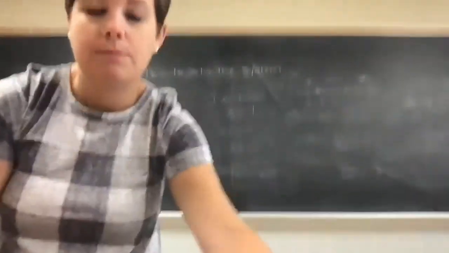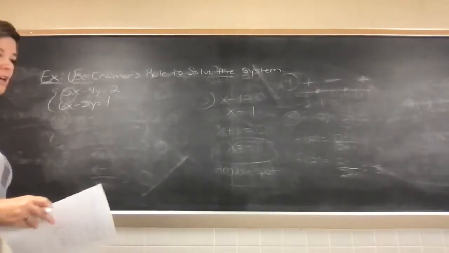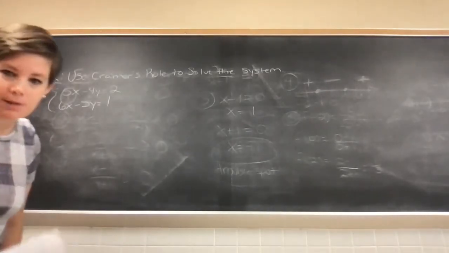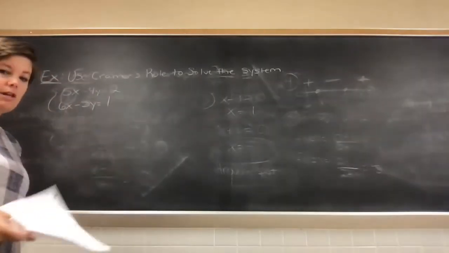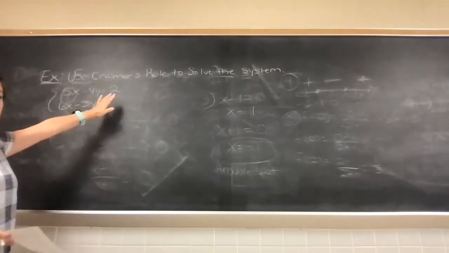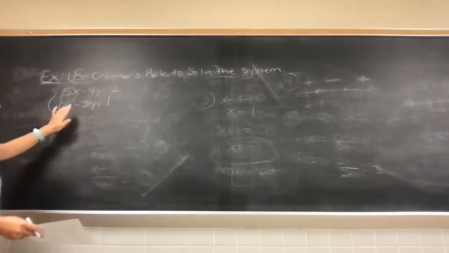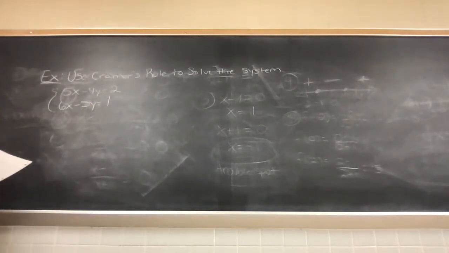All right. So we're going to use Cramer's Rule to solve this system of equations. If you have a hard time seeing that, remember you can always pull up my notes and see it there. It says 5x minus 4y equals 2. 6x minus 5y equals 1. This is our system of equations.